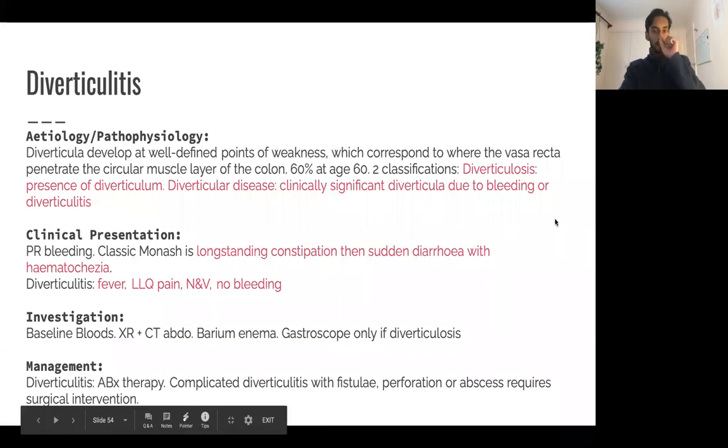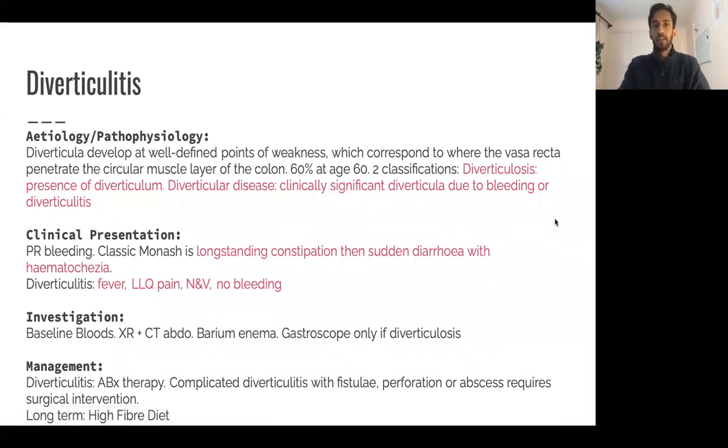So diverticulitis is really common. 60% at age 60 is the easy way to remember it. Essentially, you're having little outpouches forming in between your muscular layers in your GIT. There's a couple of different presentations. Diverticulosis means you just have diverticula. That's not too worrying, an incidental finding oftentimes. Diverticular disease is when it becomes clinically significant, classically due to diverticulitis.